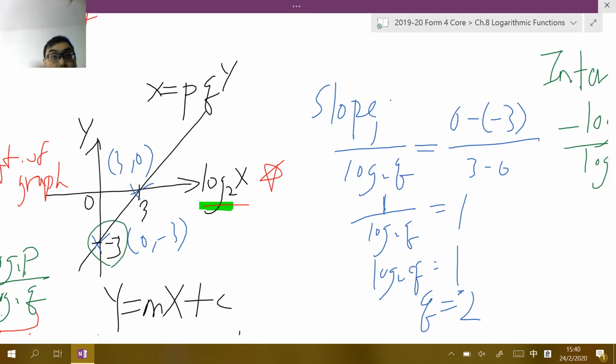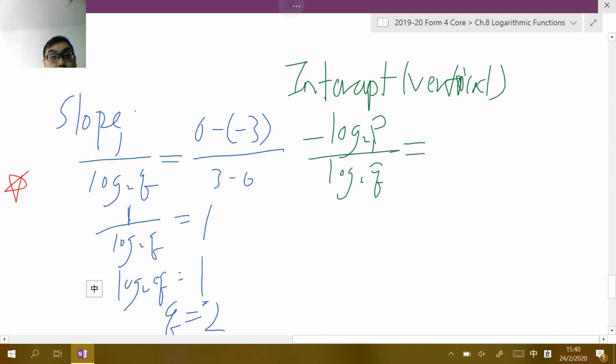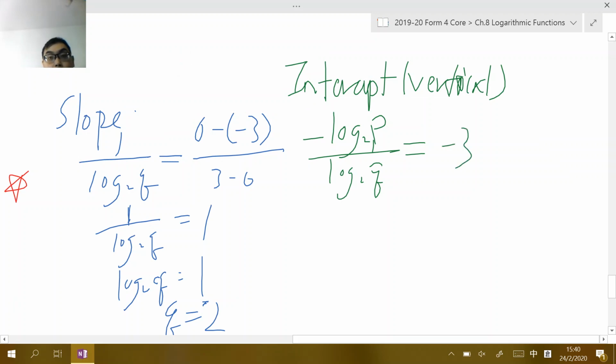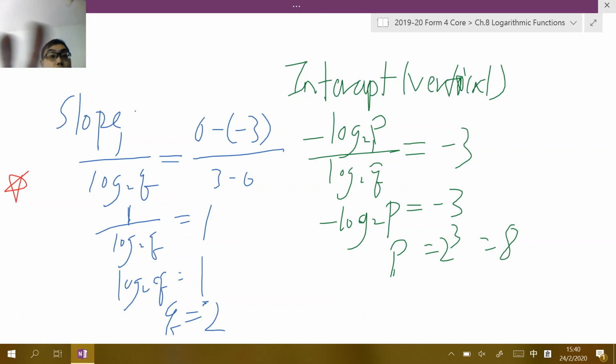That means the next step is to put the negative 3 here to let you calculate. So here you have negative 3. Because you just found log 2q is 1, this will become negative log 2p, which equals negative 3. So you cancel the negative sign, then you can simply get p is 2 to the power of 3, which gives you 8. So actually we find the values of p and q using these two pieces of information, which are the slope and the intercept on the vertical axis.